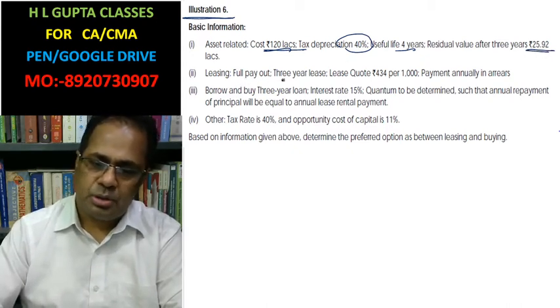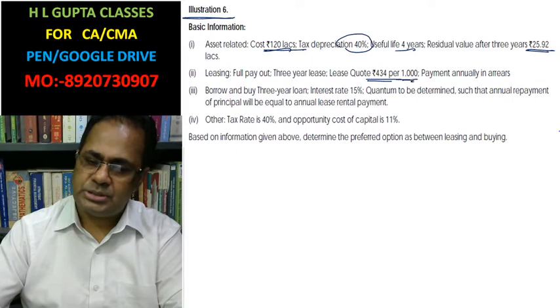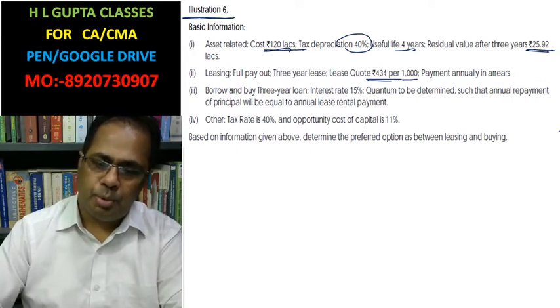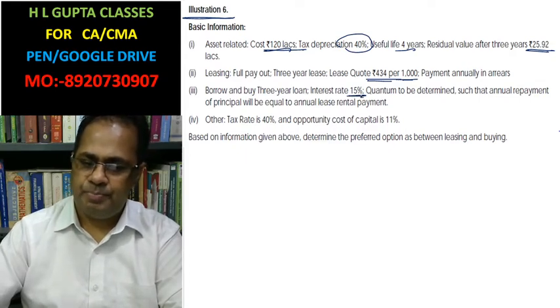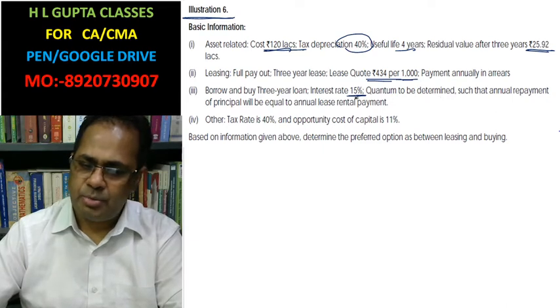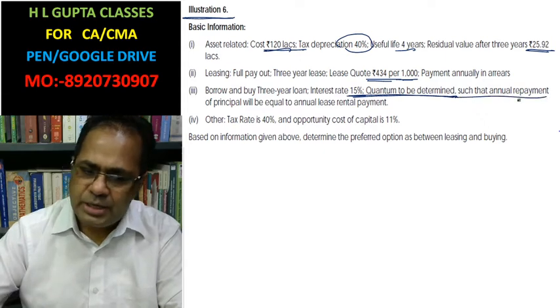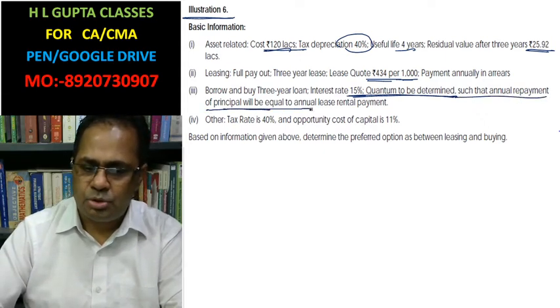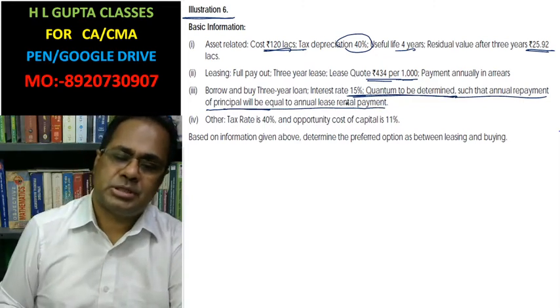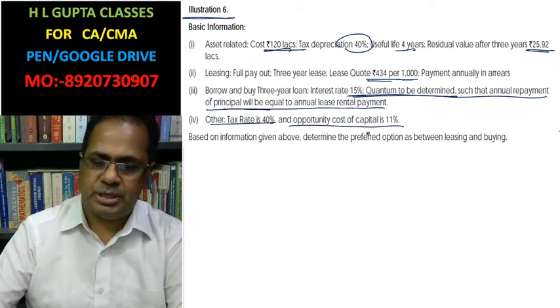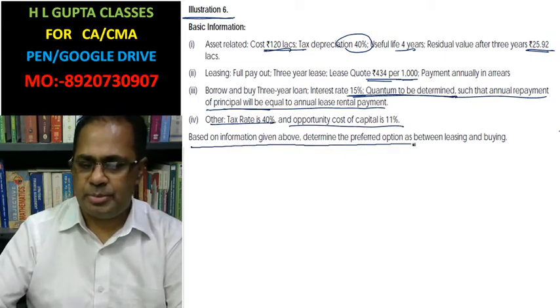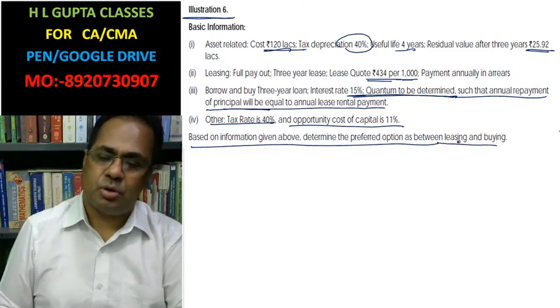Leasing is full payout, 3 years lease, with lease rent quoted at 434 per thousand, payable annually in arrears. Borrow and buy: a 3 year loan at an interest rate of 15%, with the quantum to be determined such that the annual repayment of principal will be equal to the lease rental payment. Other information: tax rate 40%, opportunity cost 11%. Based on the above information, determine the preferred option, lease or buy.